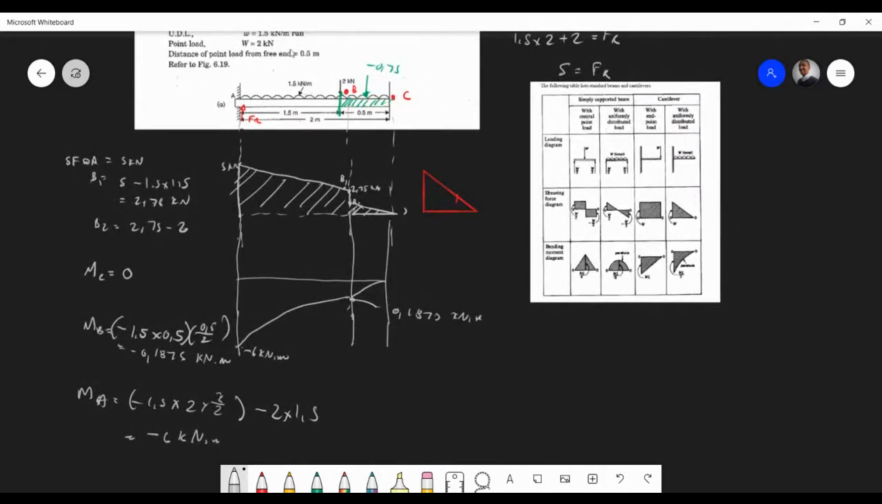Can you find me the bending moment at, this is 2 meters. Can you find me the bending moment at 1 meter, please? Find me the bending moment here. Can you please find me the bending moment here?